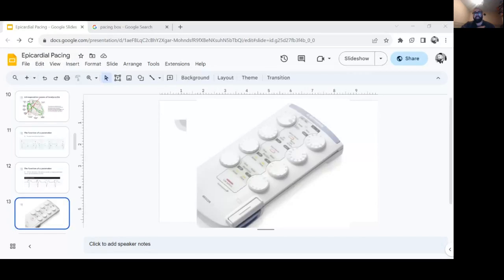And so that pacemaker will sit under the skin with the wires attached to the ventricles endocardially. So, through the transvenous way. And that's the purpose of that. I hope that answers your question.